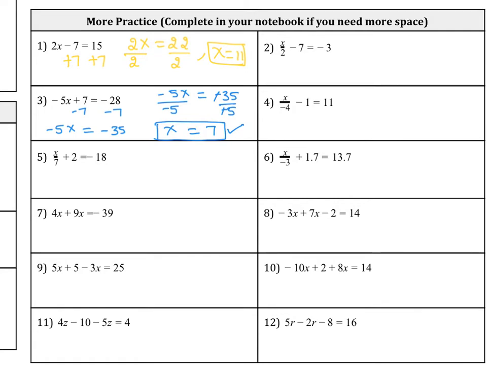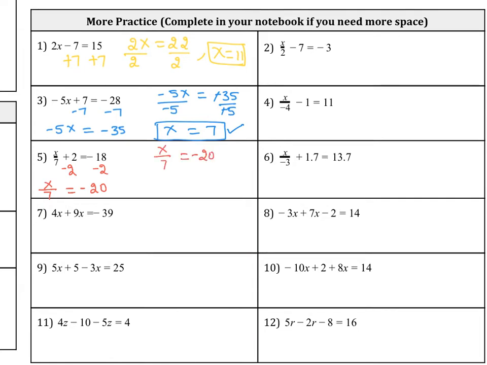Example number 5. X divided by 7 plus 2 equals negative 18. Now we are going to remove the 2 first, and the opposite operation for addition is subtraction. So subtract 2 from both sides. You're going to get x divided by 7 equals 18 plus 2 is 20, and you keep the negative sign. Again, when you have two negatives, you're going to add the two numbers and keep the negative sign. So x divided by 7 equals negative 20.